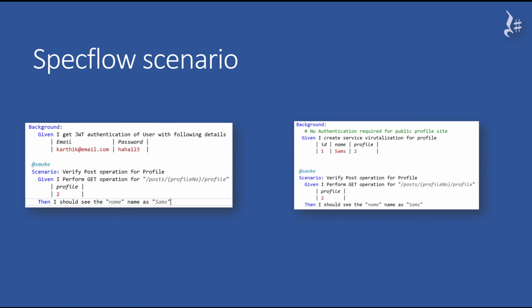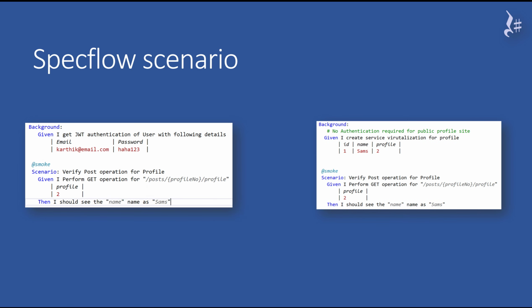Then your Specflow scenario is going to look something like this. As you can see, we don't really require an authentication at this particular point of time because the service is being virtualized. I don't really need to authenticate as of now, but you can still virtualize the authentication process as well. But for this demonstration, I don't really have to, so I did not.